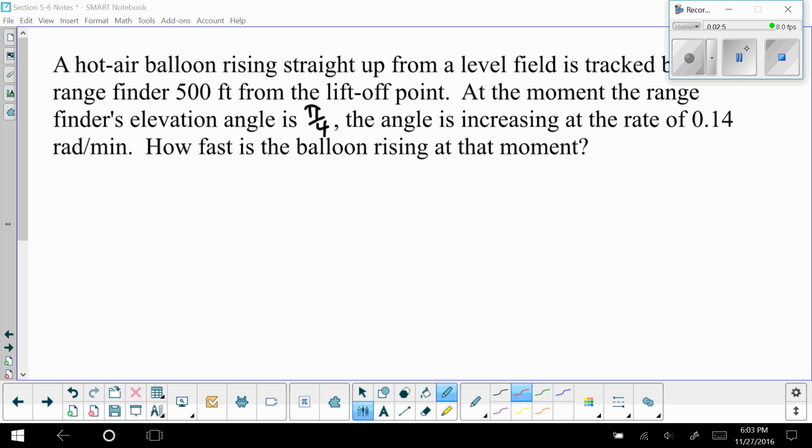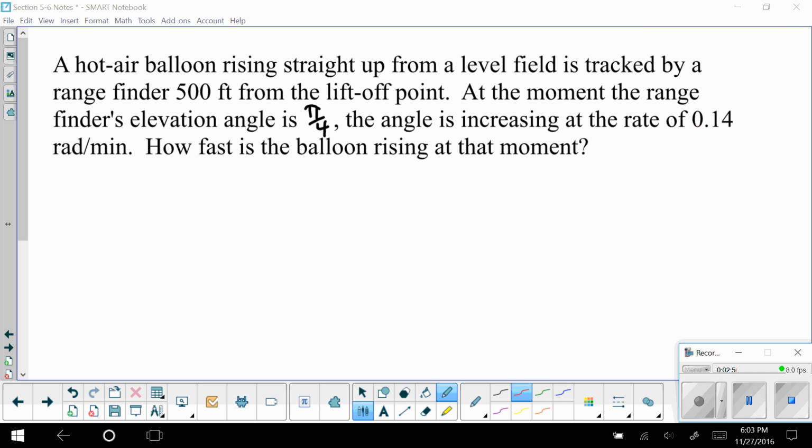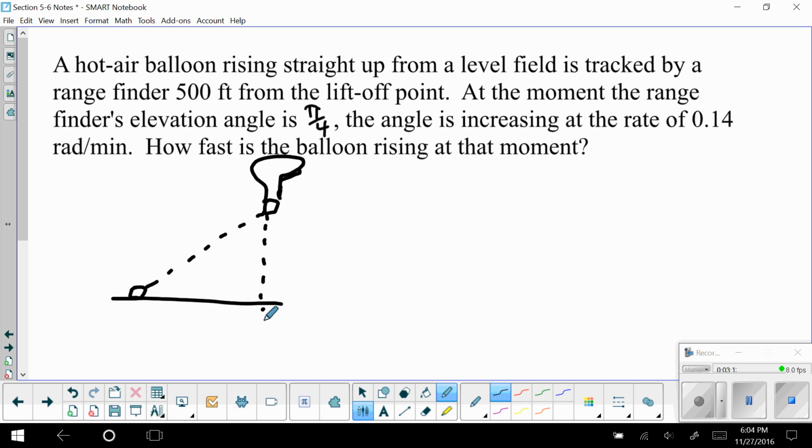So here, if we look at the case of a hot air balloon that's rising straight from a level field, so level field, hot air balloon. So you can see why it is that we have a rangefinder on the ground that's looking up at the balloon. Now, as it's rising, the height of the balloon is changing, so I'm just going to put an H because that's not a constant. The rangefinder is 500 feet from the liftoff spot. That's not changing, so I'll put the 500 there.